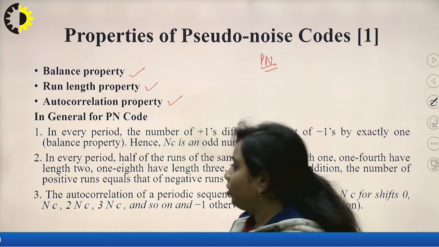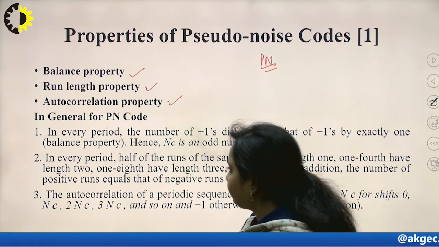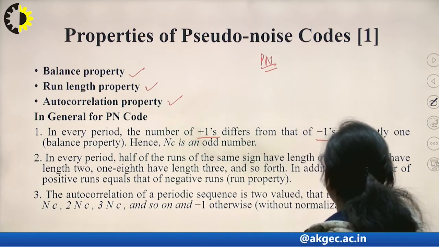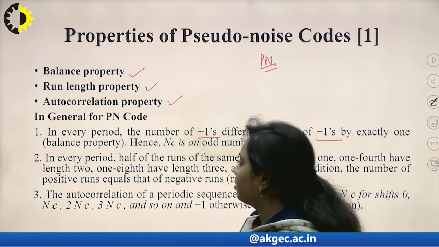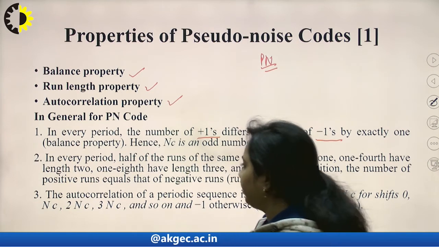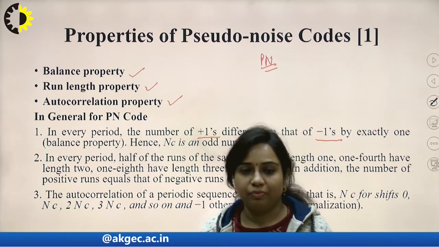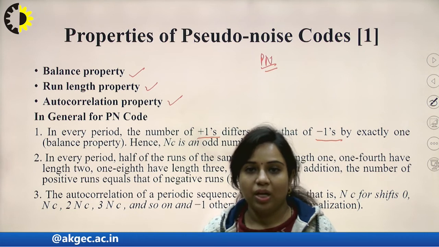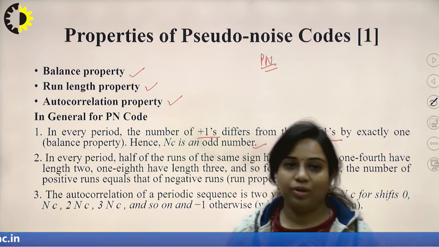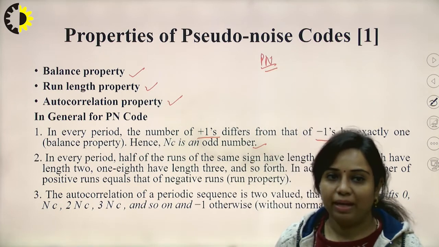Now, in general for PN code, in every period the number of plus ones differs from that of minus ones by exactly 1, that is the balance property. Hence, NC is an odd number of code. Basically, the number of ones that you have used in a code will differ from the number of minus ones that you have used. That is the balance property.